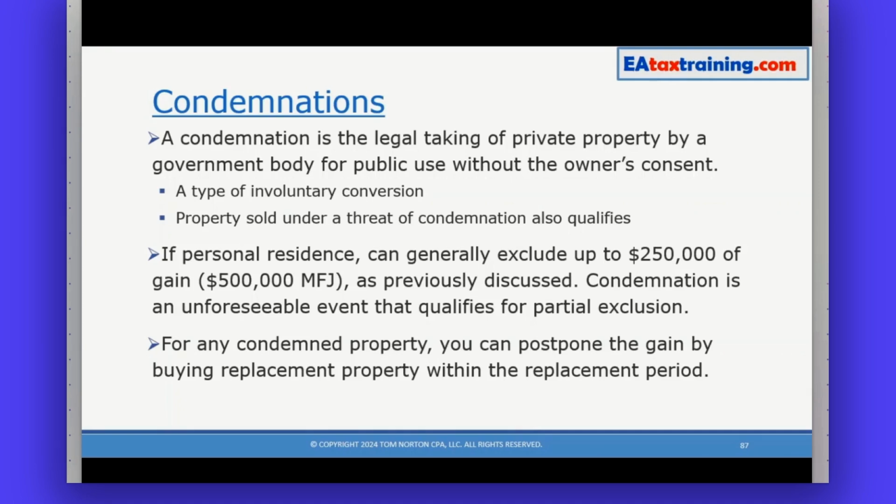For any type of condemned property, you can postpone the gain by buying a replacement property within the replacement period. So this is what we talked about for other types of involuntary conversions. If you have a condemnation that happens in 2023 and you go out and you buy a property, remember it's within 2 years. So if you buy a new property in 2024, then you don't have to pay any tax on the gain from that condemnation because you replaced that property within the replacement period.